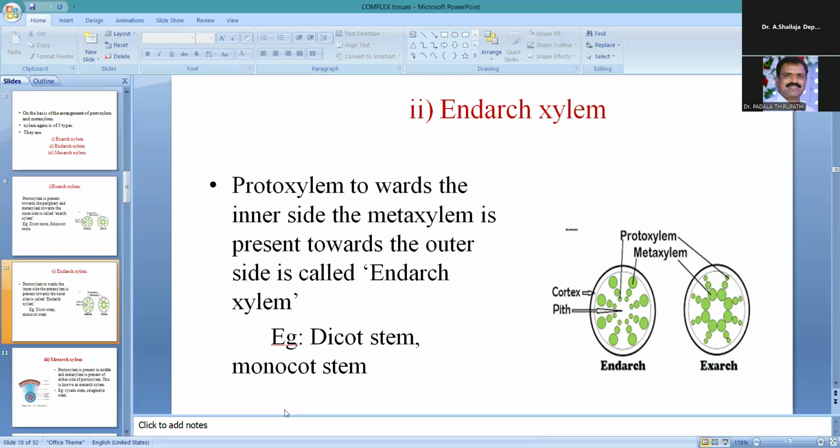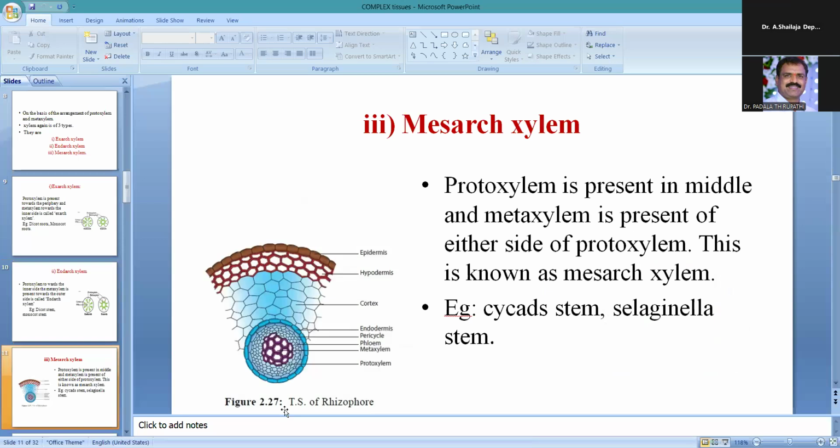Exarch means that is roots, dicot and monocot roots. This is the exarch and endarch. Come to the mesarch. In mesarch xylem, protoxylem is present in the middle and metaxylem is present on either side of the protoxylem. This is known as mesarch xylem.